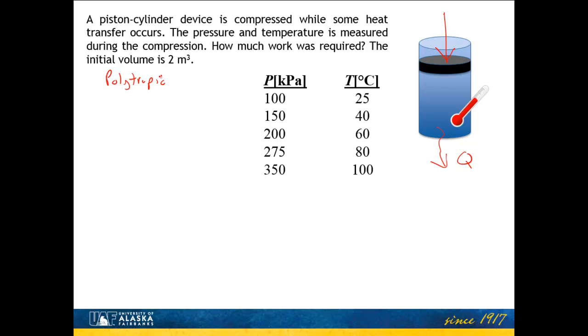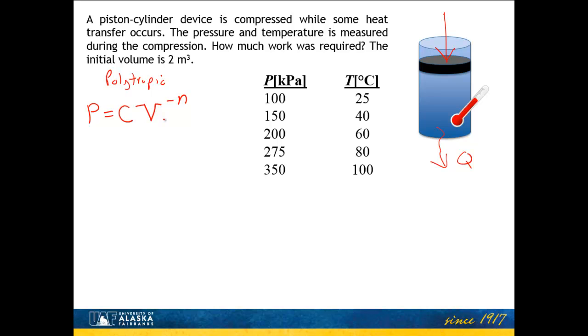But what we're not given is the polytropic exponent. So what we're going to do in this problem is determine what that polytropic exponent is, because it's required in order to use our boundary work equation. Remember that a polytropic process is described by this equation, where the pressure is some constant times V to the minus n. C is some constant, n is our polytropic exponent, and this is the total volume.